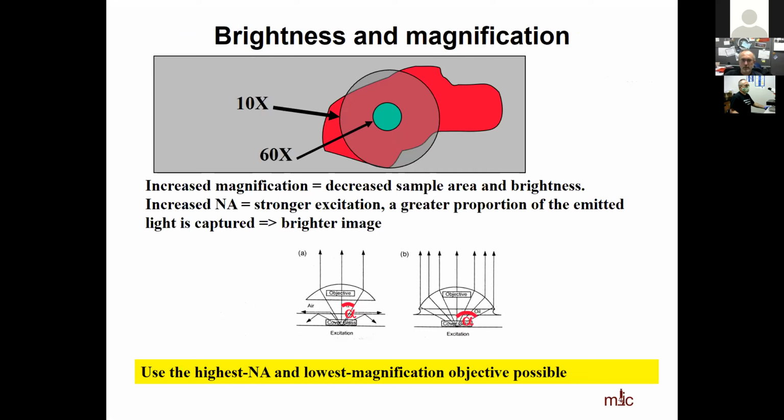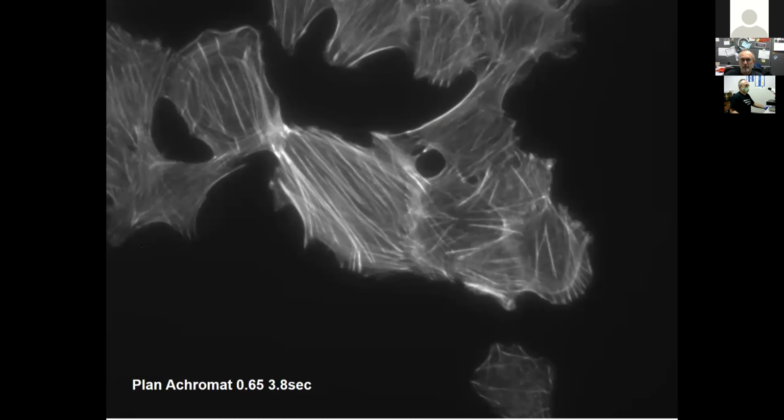So essentially what you need to remember from this is that you would want to use the highest numerical aperture objective so that you collect more photons, but also the lowest magnification objective so that you don't spread the photons over a large area on the camera, because then you would get a dimmer image. And here is an example of two objectives that have the same magnification but a different numerical aperture.